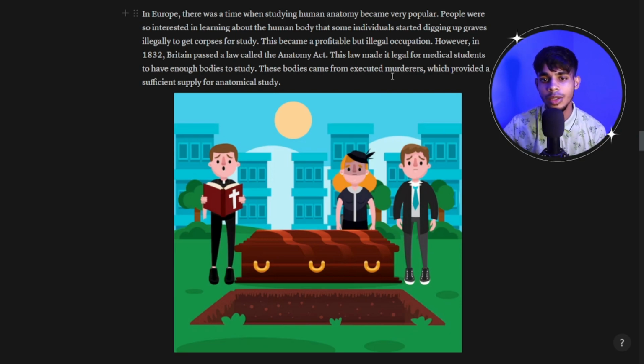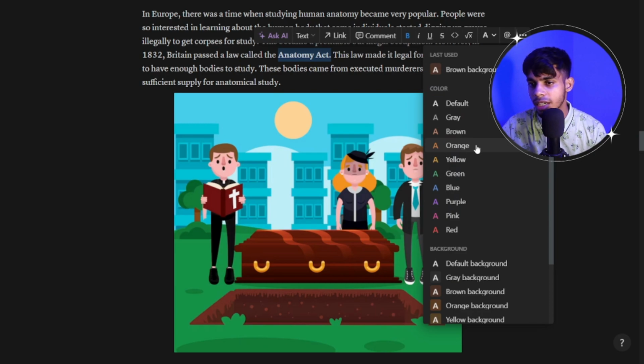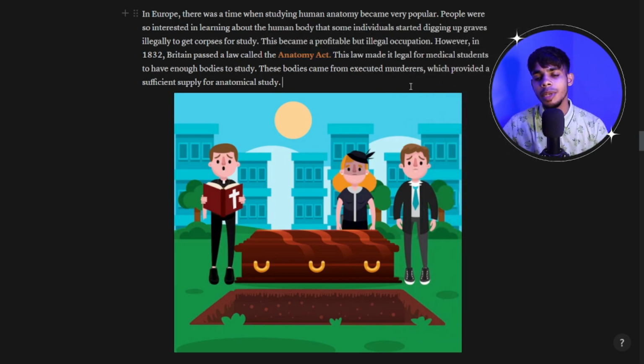However, in 1832, Britain passed a law called the Anatomy Act. So basically, what is the Anatomy Act? If you don't know, I'll just highlight it for you. What this law basically did was make it legal for medical students to have enough bodies to study. These bodies came from executed murderers, which provided a sufficient supply for anatomical study.